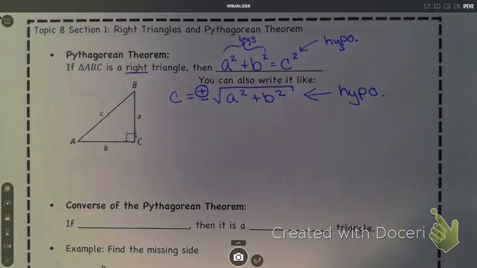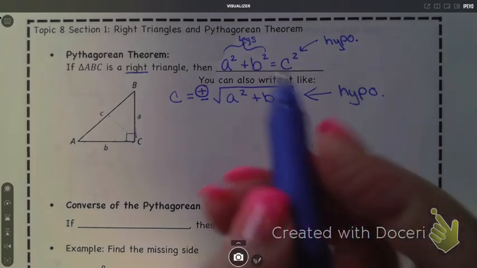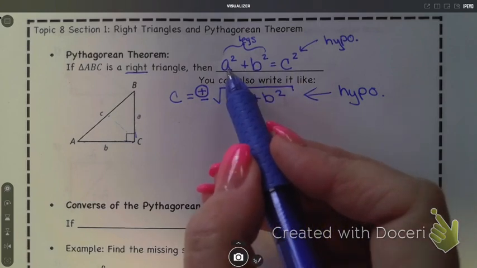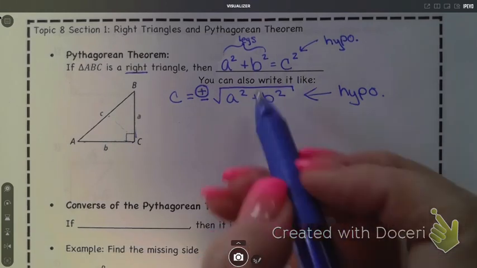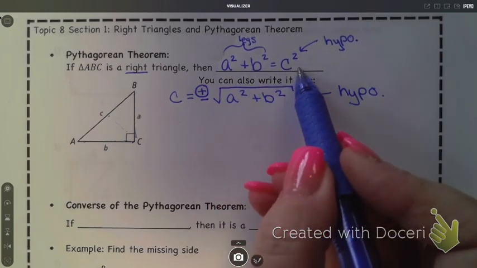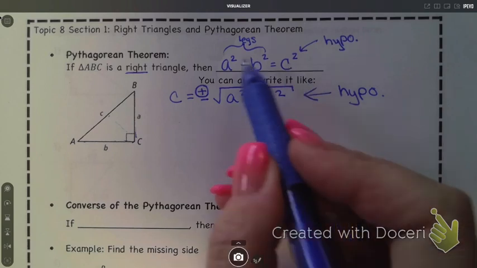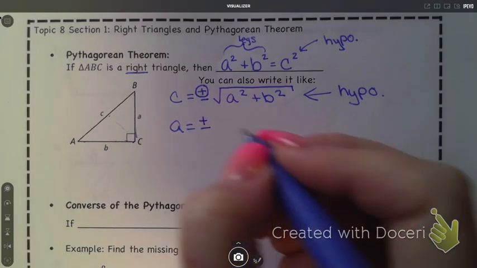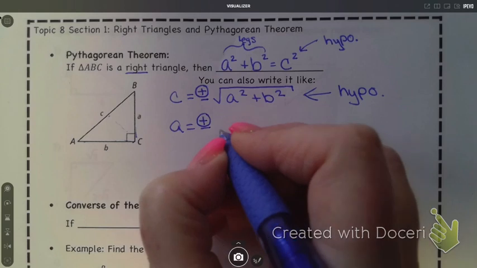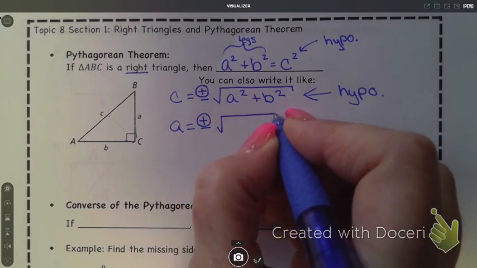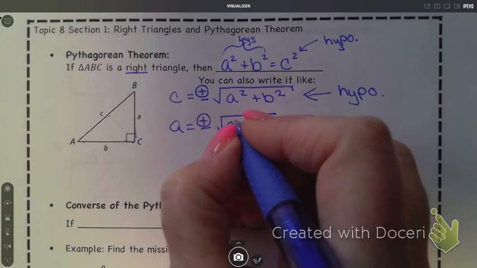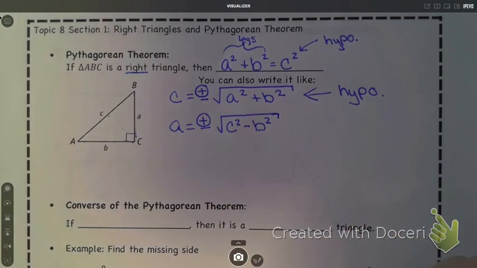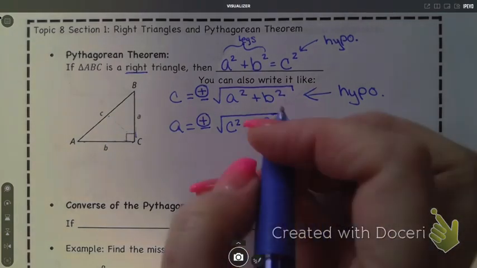But what if I want a leg? So if I want A, how do I solve this equation for A? I have A squared plus B squared equals C squared. How would I move B? Subtract it from both sides. And take what of it again? The square root. So A would equal plus or minus, which one? Plus. The square root of what? C squared minus B squared. So when you're looking for A or C, you just take the square root after you move things? Yeah, after you move.